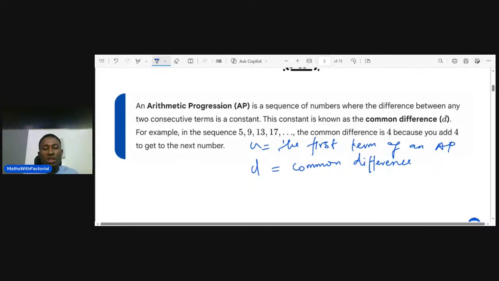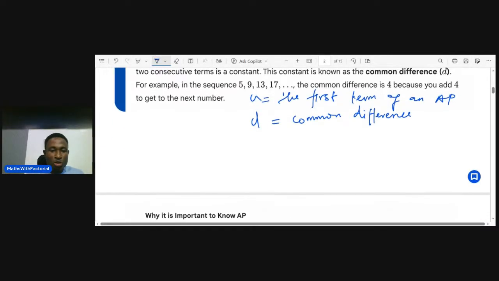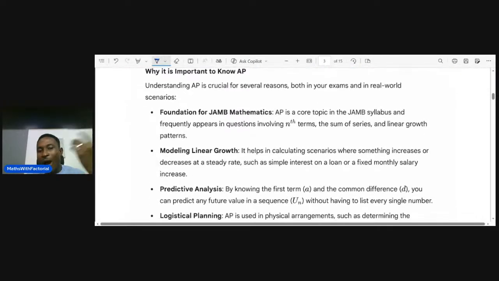Let's look at something very important. Why do we need to know AP, arithmetic progression? There are a lot of uses for it, and it's important that you know how to do your calculations regarding arithmetic progression. Understanding AP is crucial for several reasons, both in your exams and in real-life scenarios. Like I said, in JAM mathematics you always see it there. Almost every year it comes out.